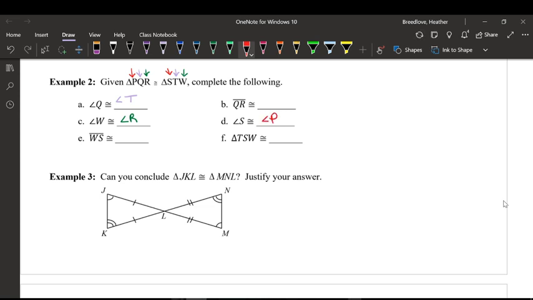And then do the same thing with the sides. Pay attention to the order of the letters. If I start with WS, W is the third letter, S is the first letter. So R is the third letter and P is the first letter. So side RP. And then the next one is QR, segment QR. That's the second and the third letters of the first triangle. So the second and the third letters of the second triangle, TW.